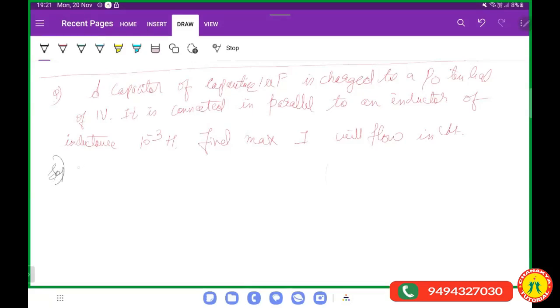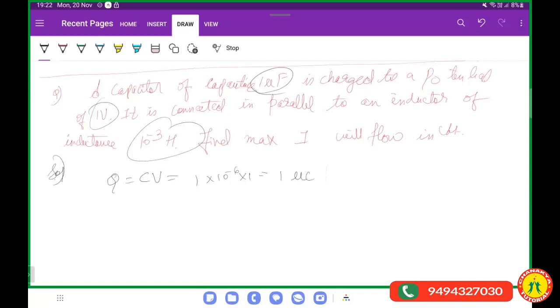Okay, then let's solve. So what is given here? We have 1 microfarad, 1 volt, 1 Henry. So Q equals CV. C is how much? 1. V is 1. So 1 into 10 to the power minus 6 into 1. That is 1 microcoulomb, we can say, right? Q, we got it.